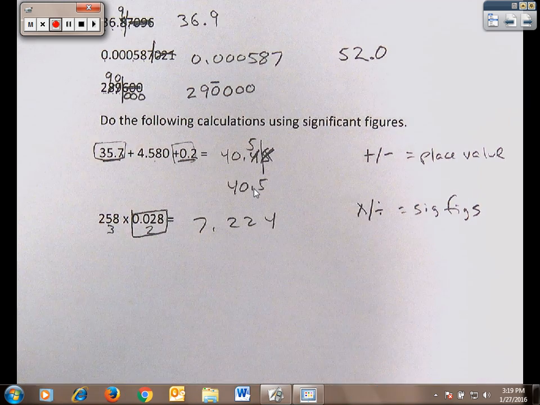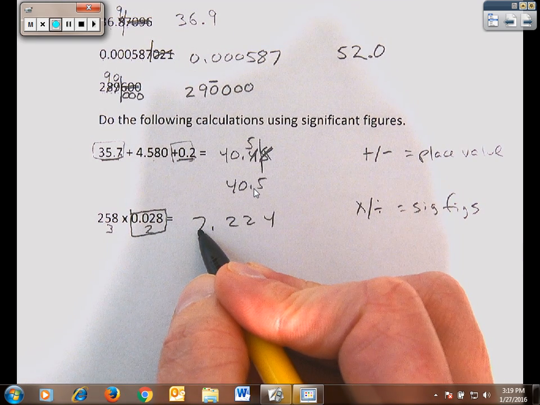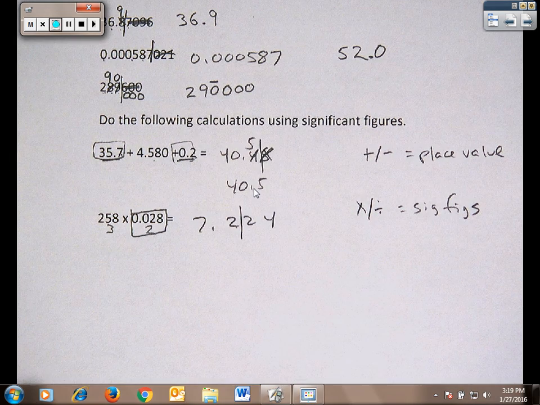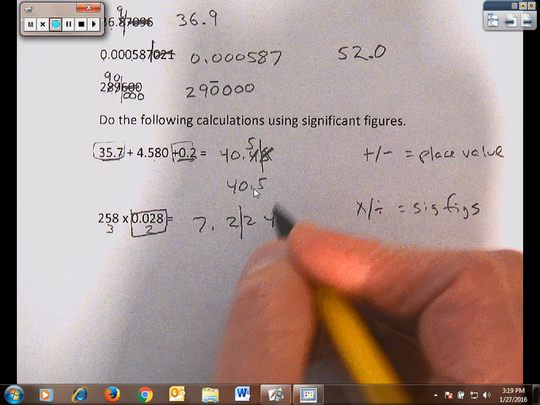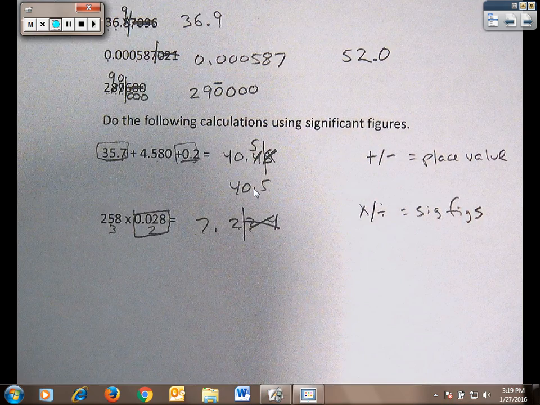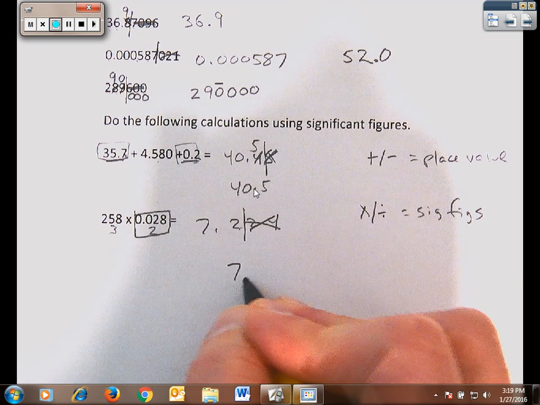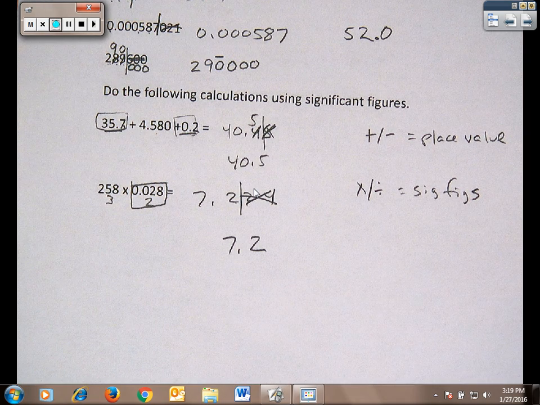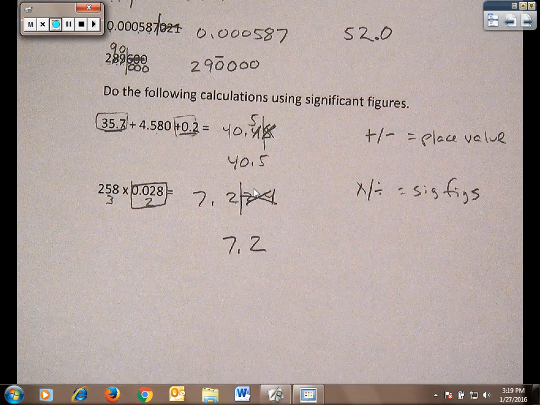Again, for our significant figures, start over here, find the first non-zero number. That's our first one. That's our second one. There's our cutoff. The 2 is followed by a 2, so we just leave the 2 alone, drop everything after the decimal point. 7.2 is how we would record that answer.